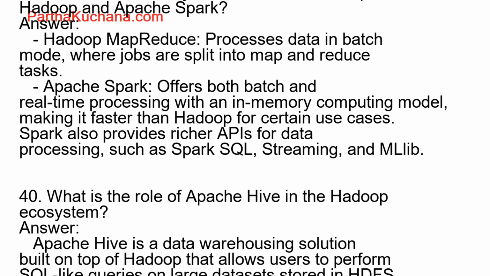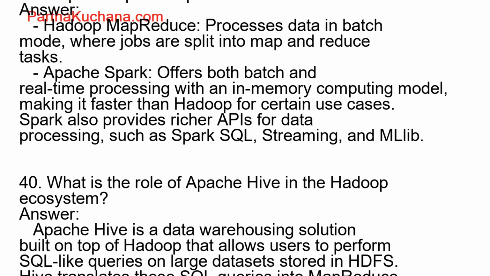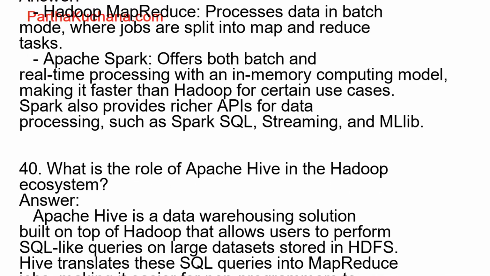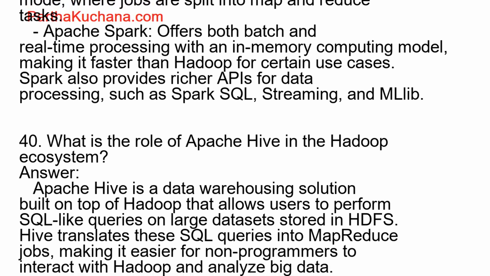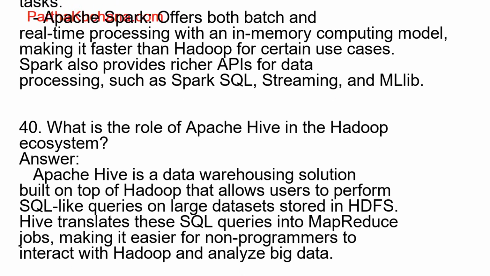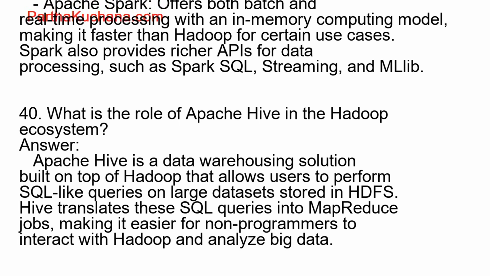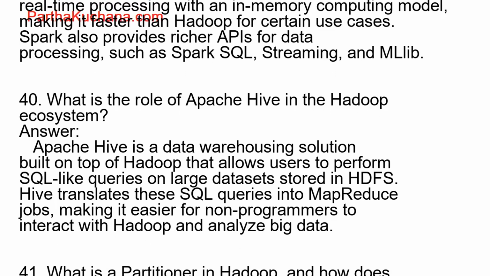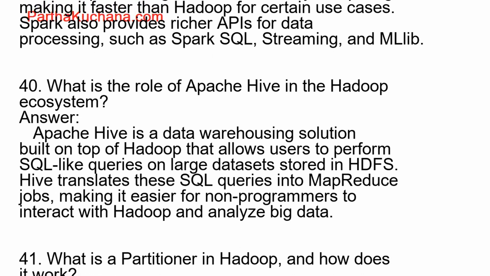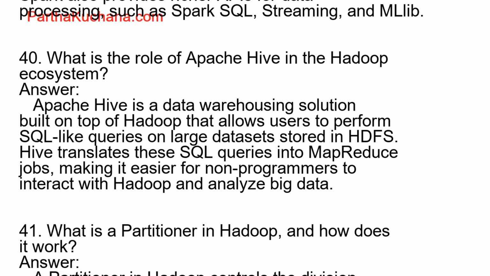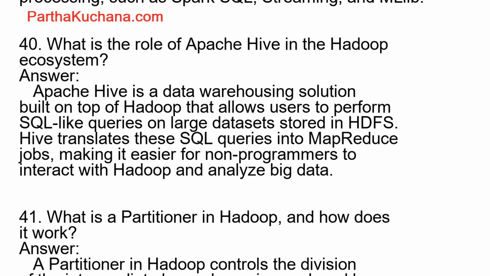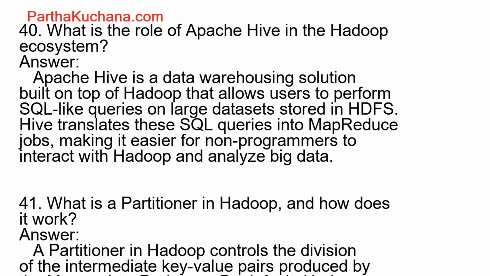42. What is HBase, and how does it relate to Hadoop? Answer. HBase is a distributed, column-oriented database that runs on top of HDFS. It is used for real-time read/write access to large datasets. HBase is designed to handle structured data and provides capabilities for random read/write operations, making it complementary to Hadoop's batch processing.